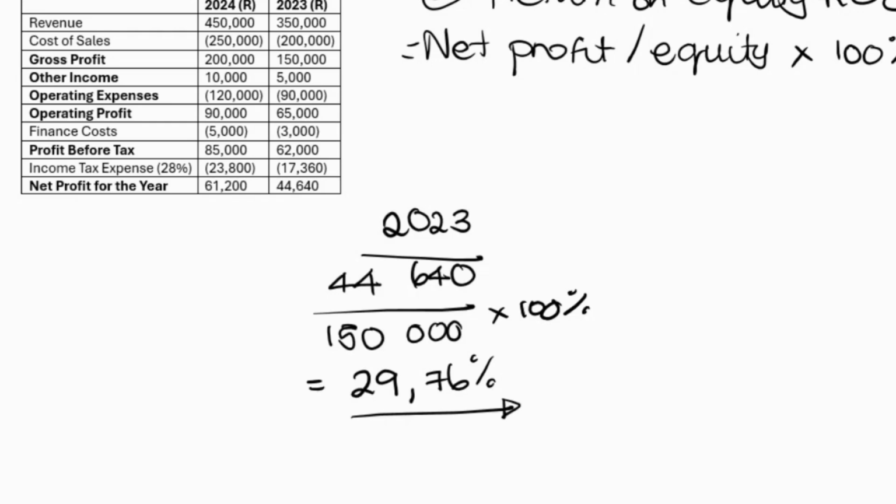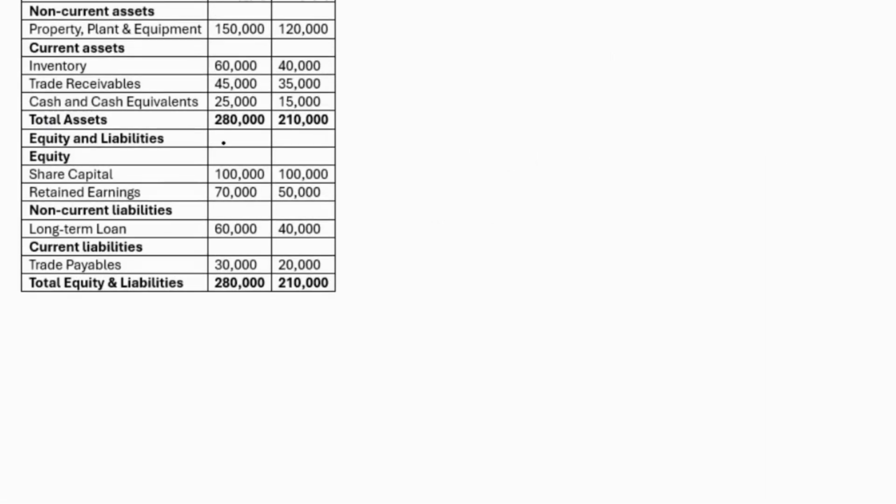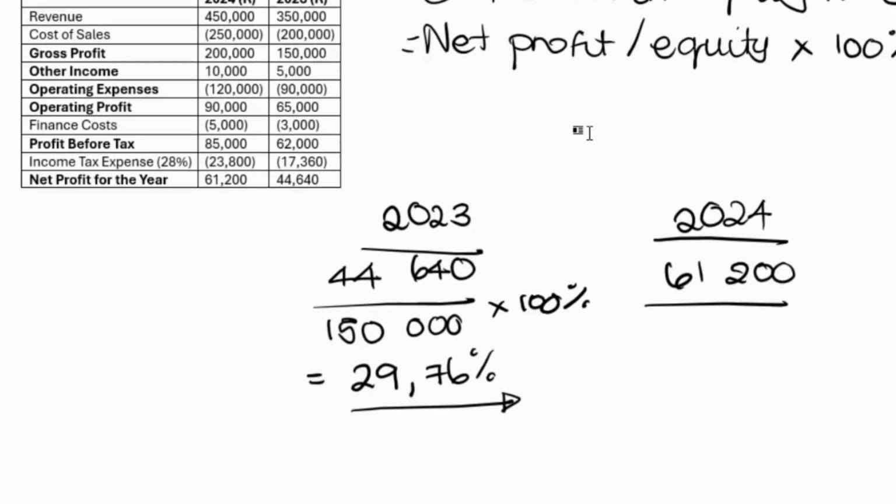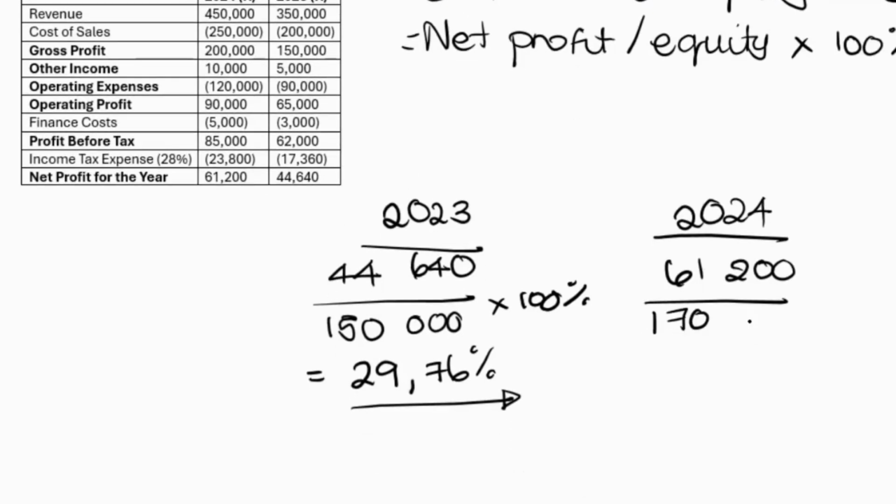29.76% return on equity. And if we compare it to 2024, where my net profit was once again 61,200 divided by my equity, which is the addition of share capital and retained earnings, it comes up to 170,000. Multiply that by 100, and we'll see that our return on equity amounted to 36%. And an ideal percentage for this ratio is anywhere between 15% to 20%.